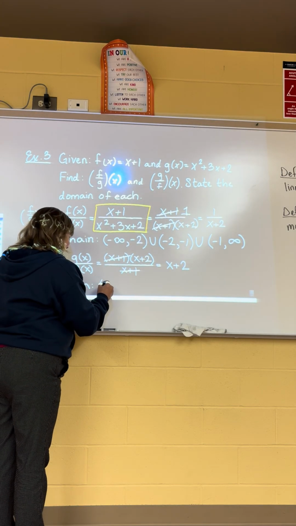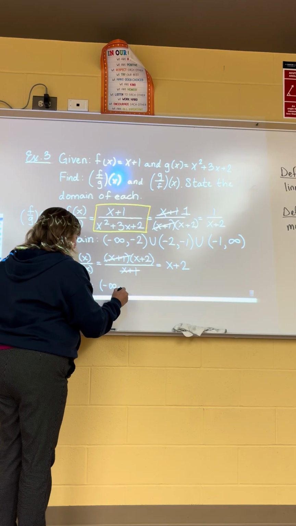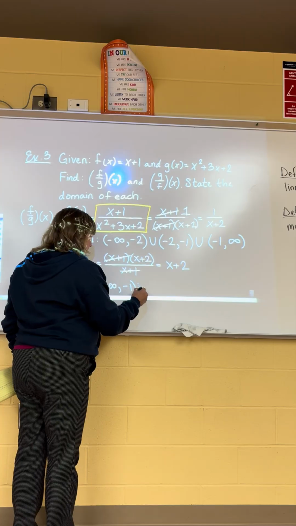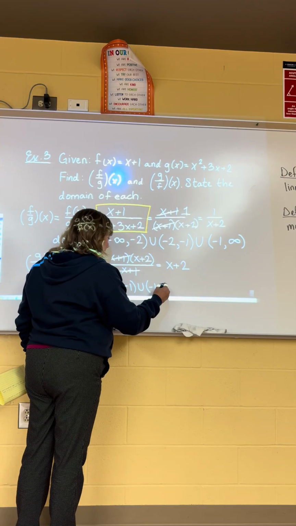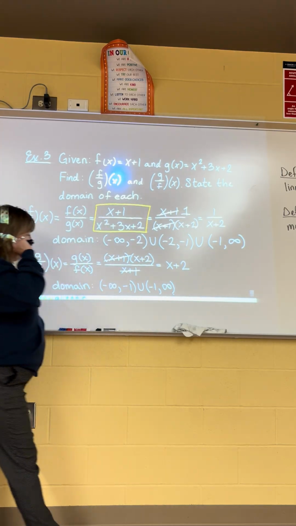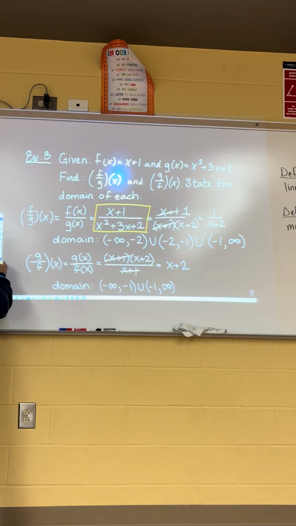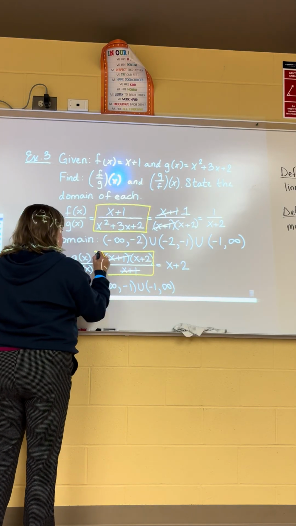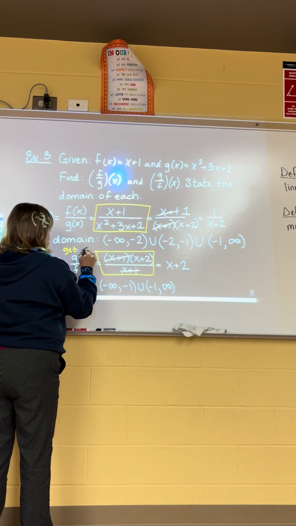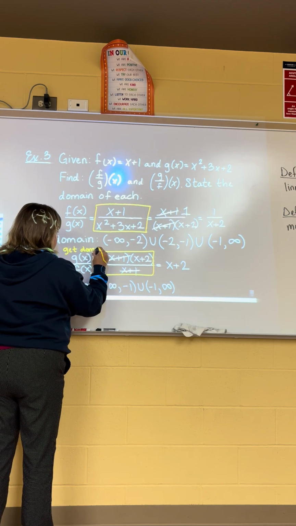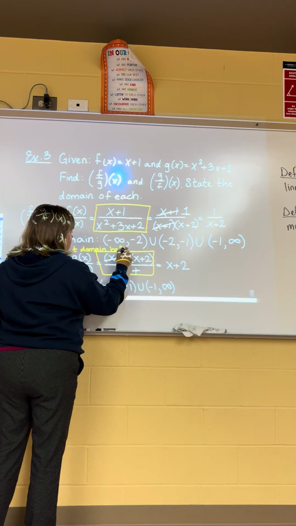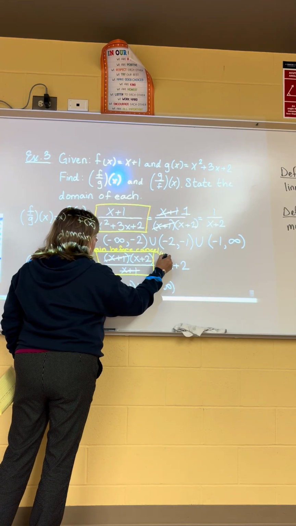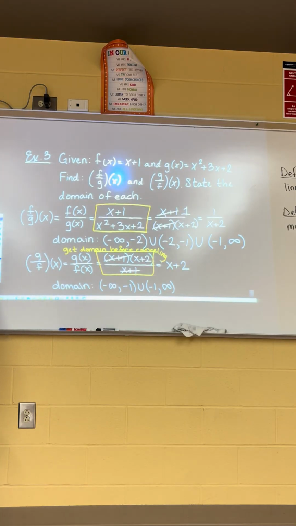Parentheses, negative infinity, comma, negative 1, parentheses, union, negative 1, infinity, parentheses. Good. You have to come back to this original function to get the domain before canceling. It's one way you could think about it.